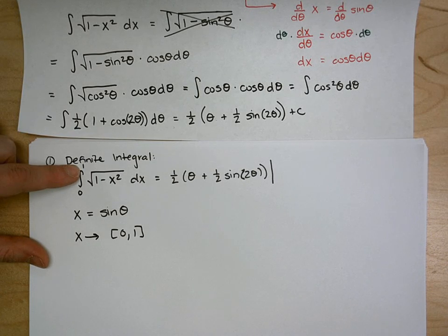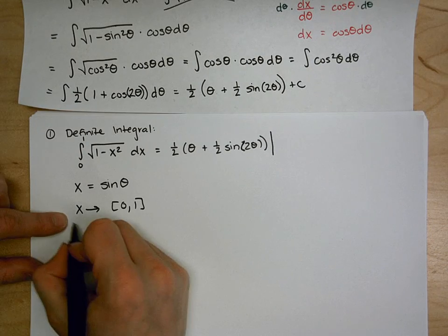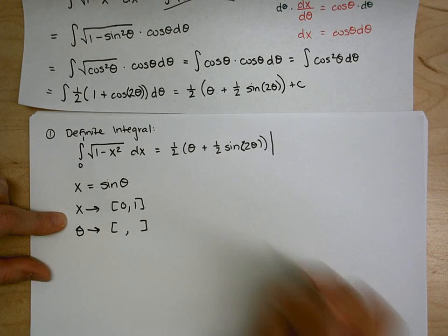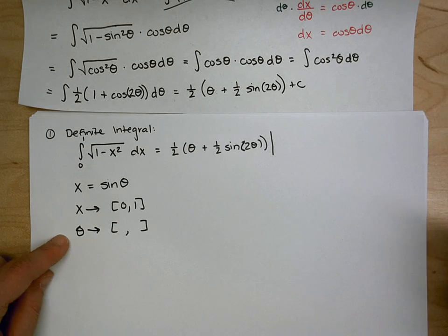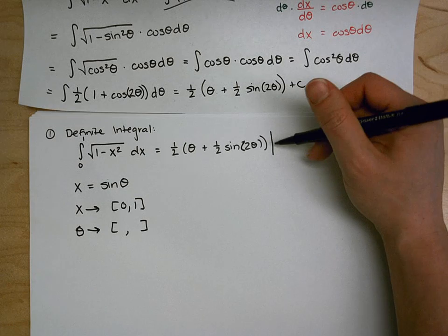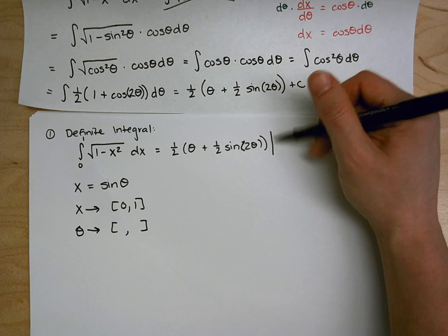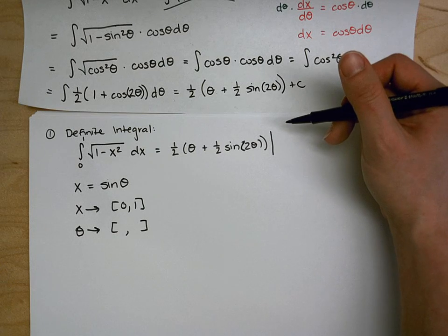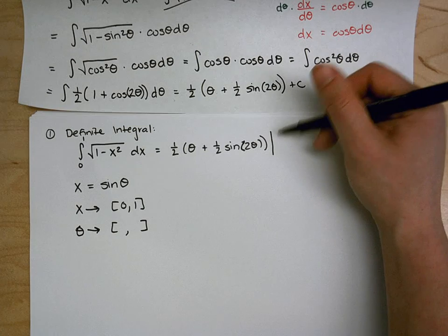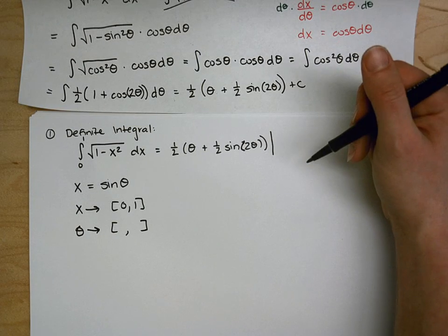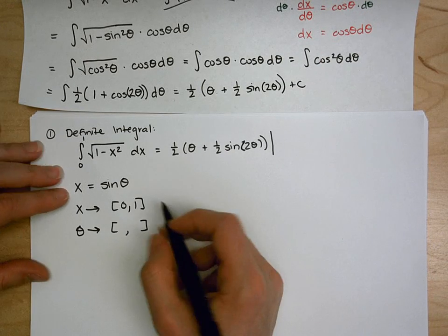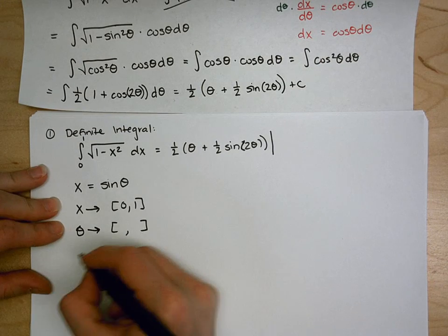Yes? Okay, so if x is ranging from 0 to 1, my question is, what is the range for theta? Because notice my integral here is in terms of theta. So I need to adjust the bounds so they are, again, in terms of theta. Here they're in terms of x. Here I want them to be in terms of my new variable theta. So let's think about this. If x equals sine theta, and my x values are ranging from 0 to 1.